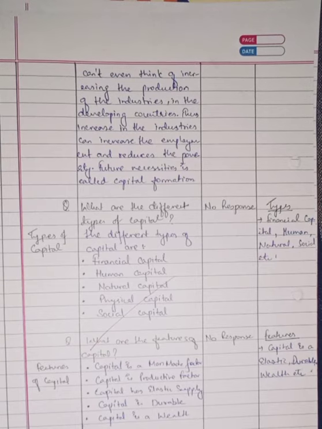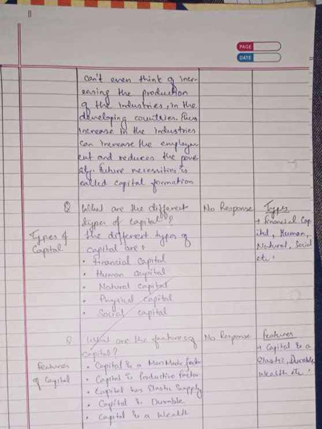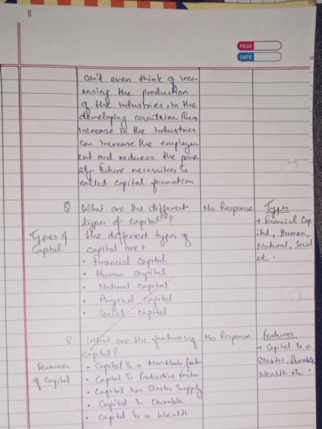Students don't know the answer, and we have to write no response in the students' response section, and we have to explain the features of capital. The features of capital are: capital is a man-made factor, capital is a productive factor, capital has elastic supply, capital is durable, capital is wealth. So we have to conclude in the conclusion section: capital is elastic, durable, wealth, etc.